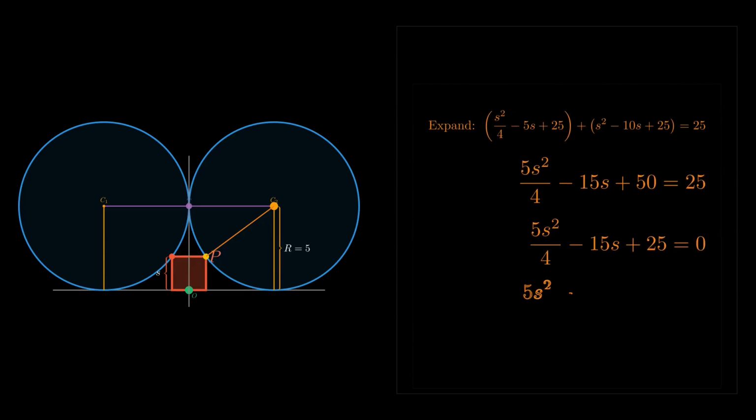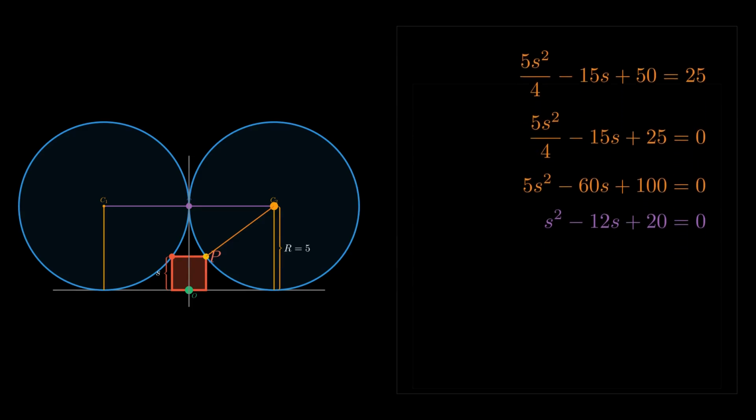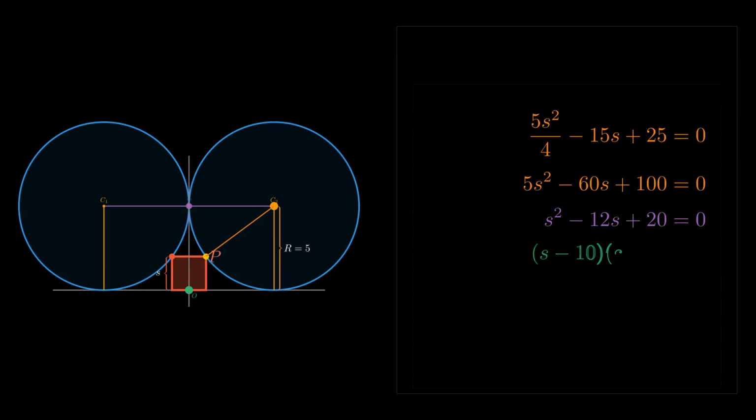To clear the fraction, we multiply the entire equation by 4, resulting in 5s² − 60s + 100 = 0. Dividing the equation by 5 simplifies it to the quadratic s² − 12s + 20 = 0. This quadratic factors neatly into (s − 10)(s − 2) = 0. The equation yields two potential solutions for the side length, s = 10 or s = 2.